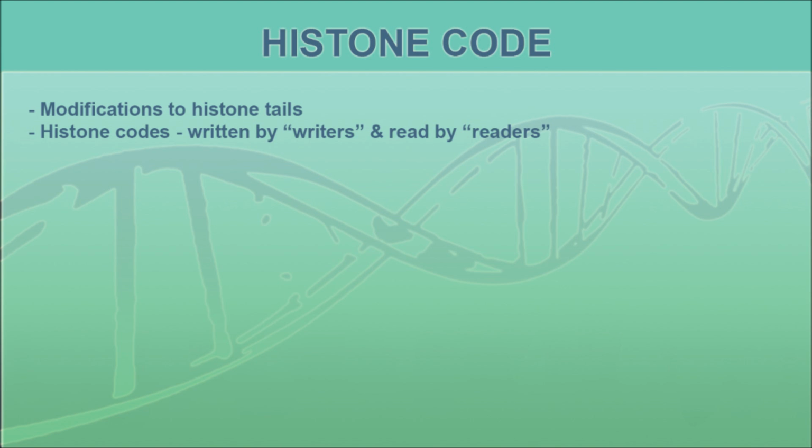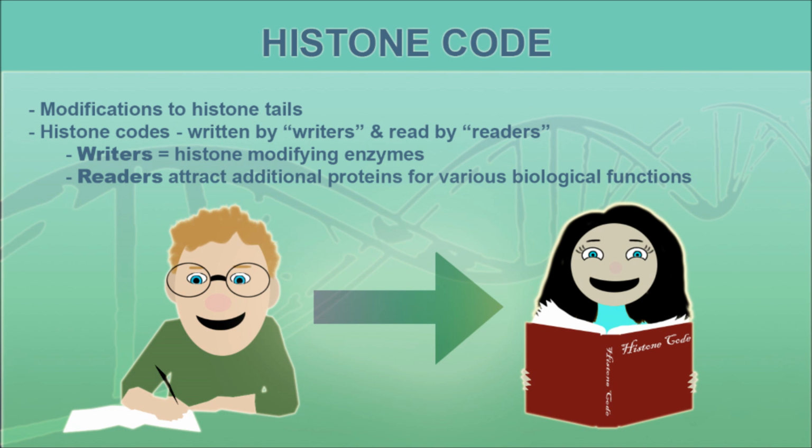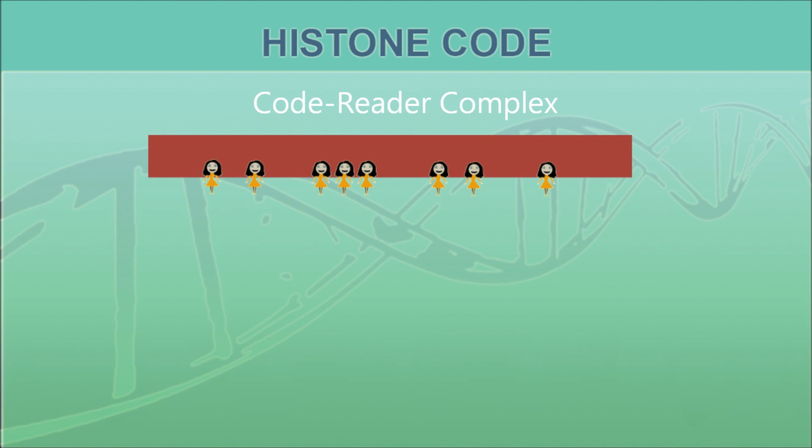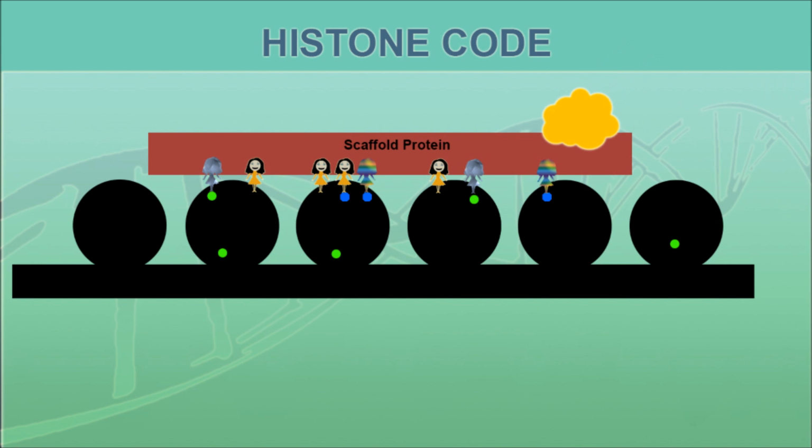Histone codes are written by writers and read by readers. Writers are histone-modifying enzymes, and readers attract additional proteins to the chromatin for the performance of various biological functions. Code reader complexes are composed of a scaffold protein with some protein modules. These protein modules recognize and bind to specific histone modifications, and if enough protein modules in a code reader complex recognize protein modifications, then the code reader complex can bind tightly on. The code reader then acts as a middleman to allow other proteins to attach to it and carry out biological functions.